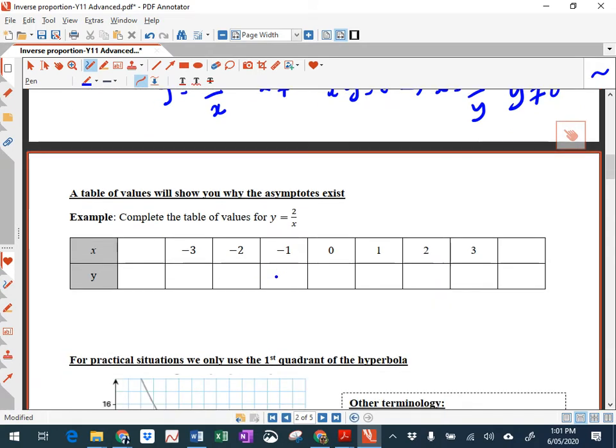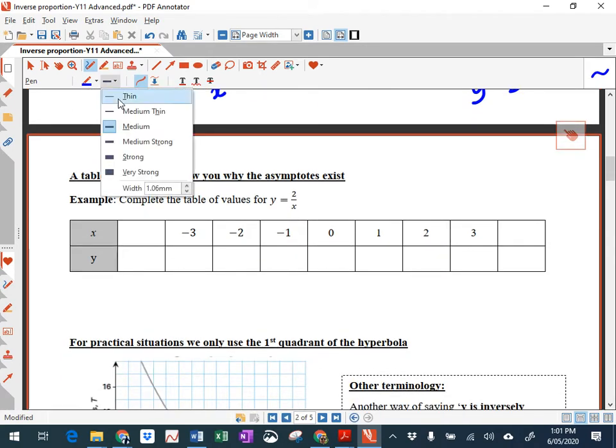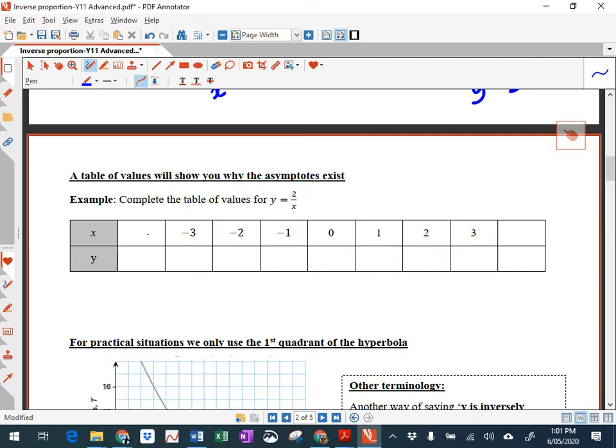Okay, let's move on. Now, how about our table of values? We can think of a table of values for the hyperbola to understand why you never get to 0. So have a look. Try filling this in. So you're going to put x equals -3. You're going to get 2 over -3. Then you're going to get 2 over -2, which is -1. 2 over -1, which is -2. 2 over 0, which is undefined, so nothing goes there. 2 over 1, which is 2. 2 over 2, which is 1. And then 2/3. So you can see what's happening.